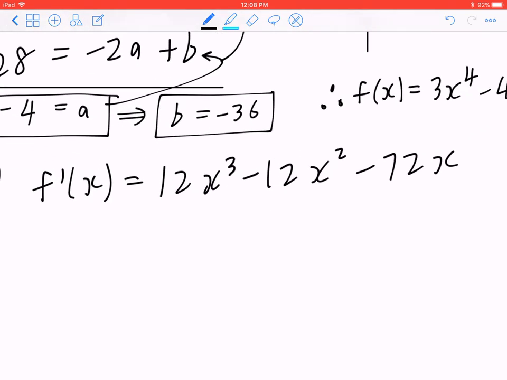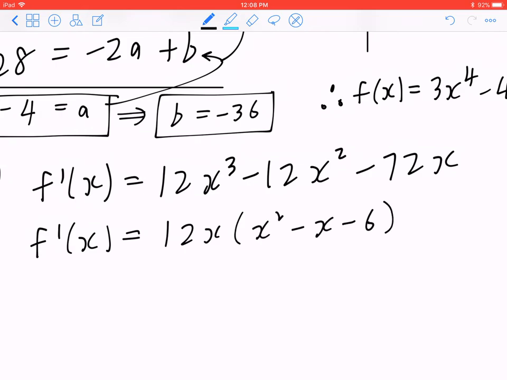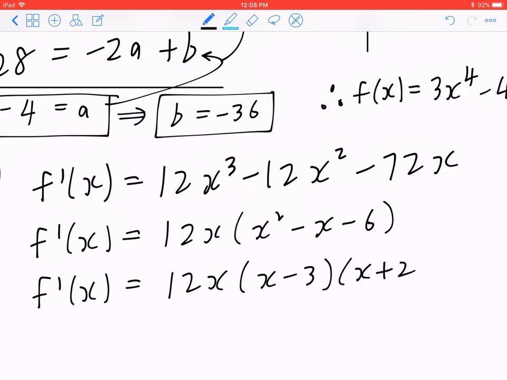Now, there are 3 points. You found 2 of them. And the reason why I can go a little bit faster here is because you would have 2 to 3 answers, which we're going to verify in a moment. First of all, there's a common factor of 12x. In the brackets, it's going to be x squared minus x minus 6. If you go through simple factoring, this would give you x minus 3, x plus 2.